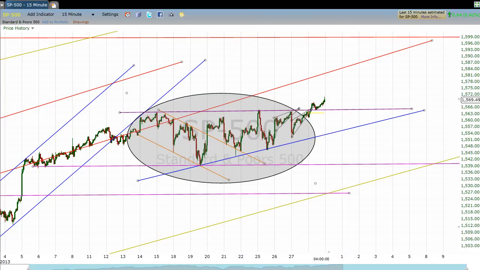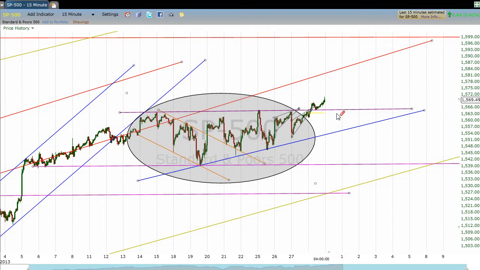Let's start out with a 15-minute chart. Just want to show you we've been looking at this little pattern right here, an ascending triangle. Ascending triangles typically produce a move that breaks the flat top, and we got a little bit of that today.